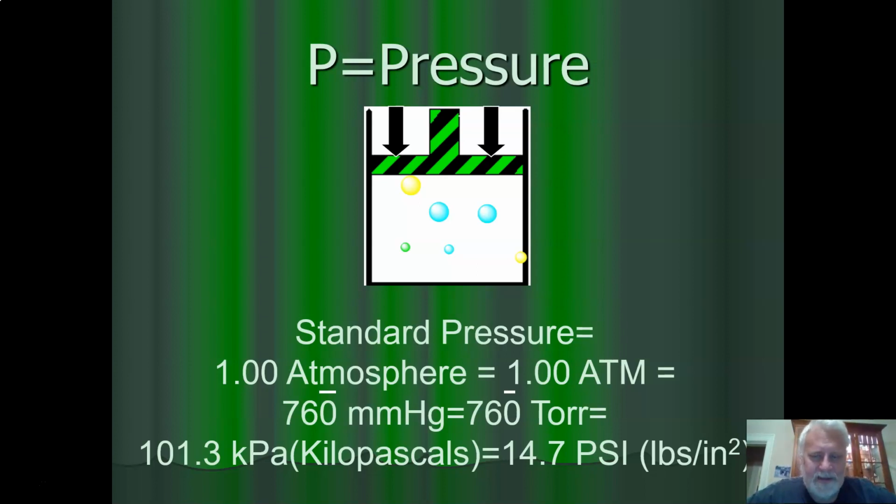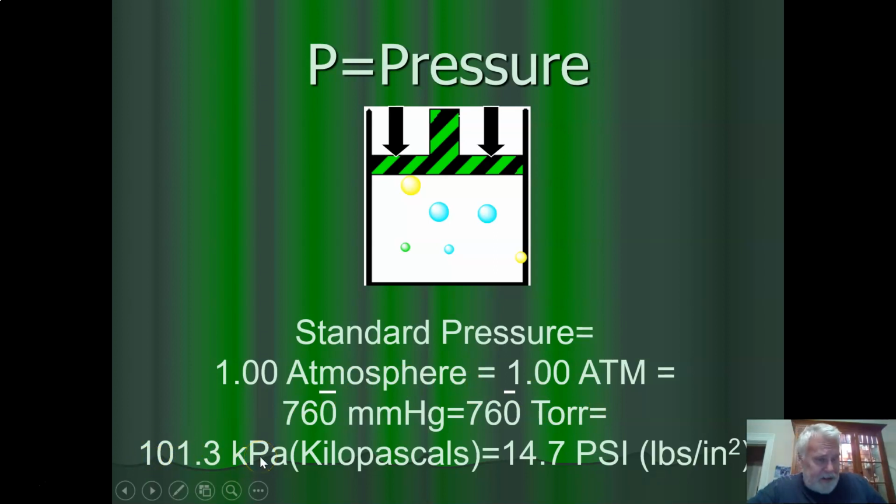So 7.60 times 10 to the second millimeters of mercury. It's just a little more cumbersome. So a lot of times you can go 760. And notice millimeters of mercury can also be named torr, T-O-R-R.